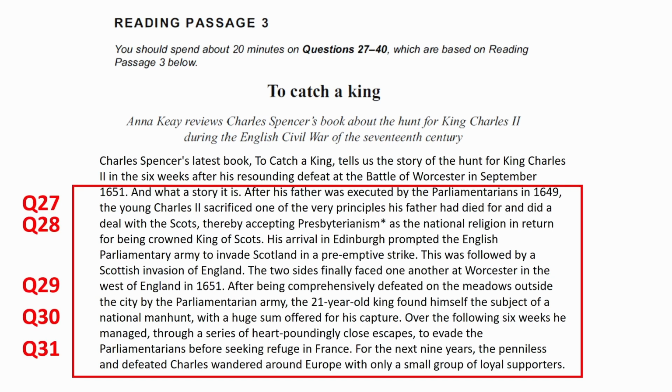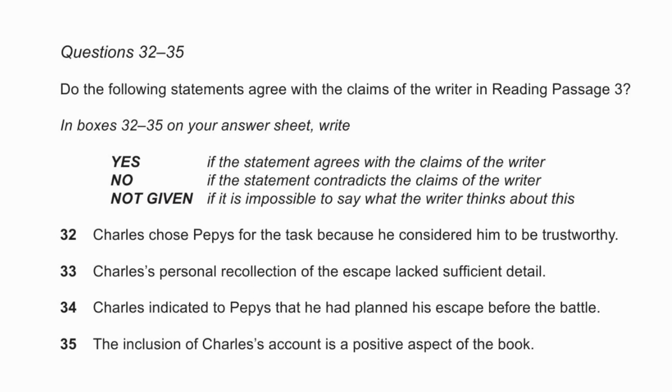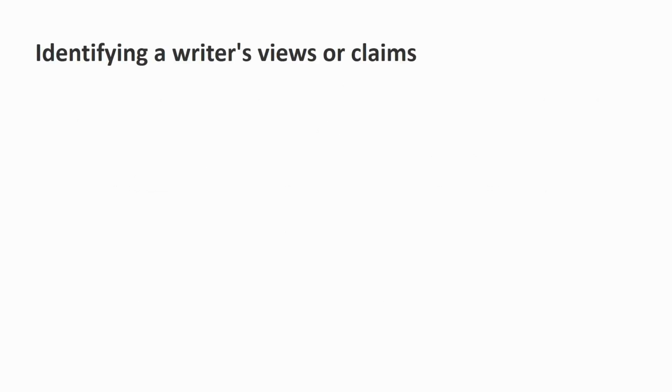Now the second question type is yes, no, not given. In the previous video, we had true, false, not given. So the strategies we follow to answer these two question types are quite the same. The only difference between these two questions is that true, false, not given questions are fact-based, but yes, no, not given questions are opinion-based. It means that for this question type, we're identifying a writer's views or claims.